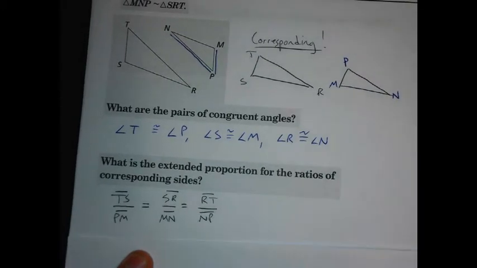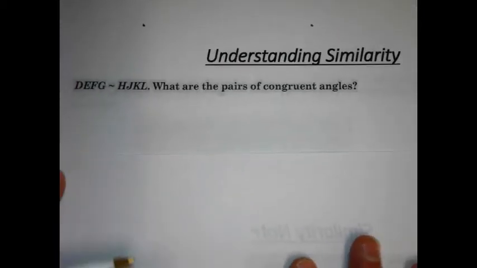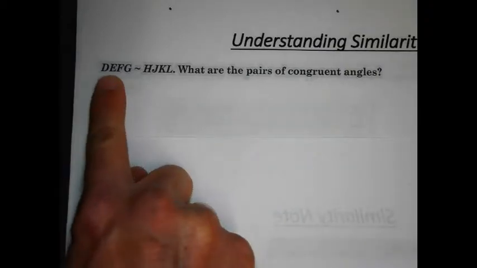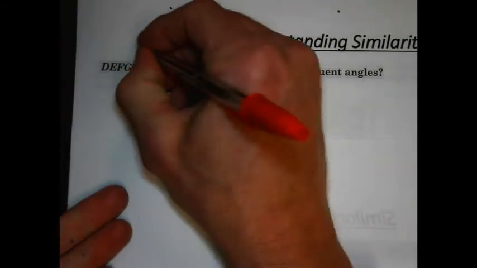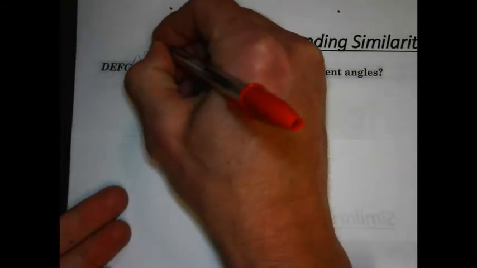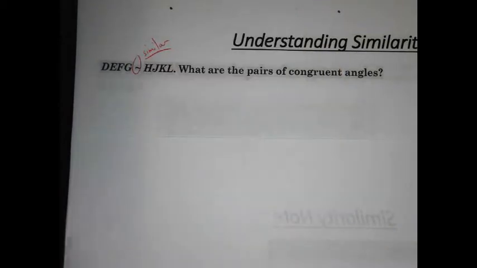Now let's throw a wrinkle in this. Let's take away the picture. So now we have this, a four-sided figure, DEFG, is similar to, right? That's our symbol for similar, is similar to HJKL.